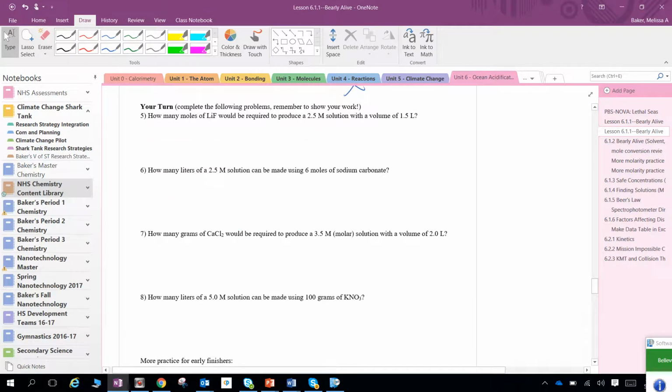Let's do a few last example problems here. How many moles of LiF would you need if you want to make a 2.5 molar solution and you want to make 1.5 liters of it? Well, 2.5 capital M is the same as 2.5 moles for 1 liter. If you want to make 1.5 liters, you're going to need some more moles. You're going to need 3.75 moles of LiF.